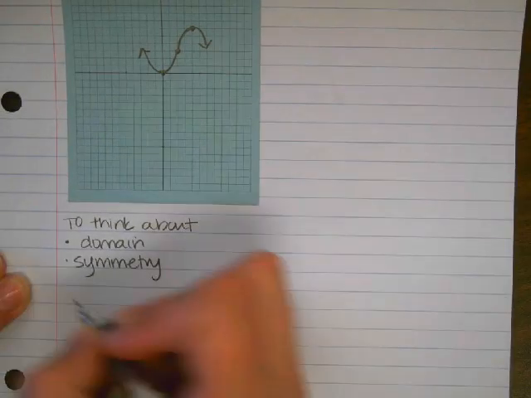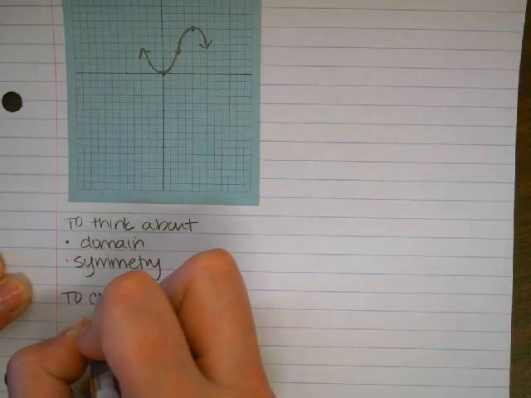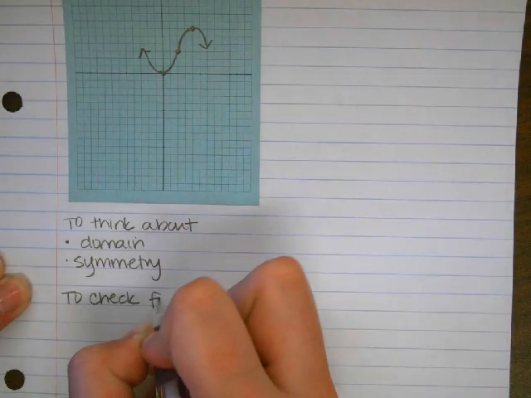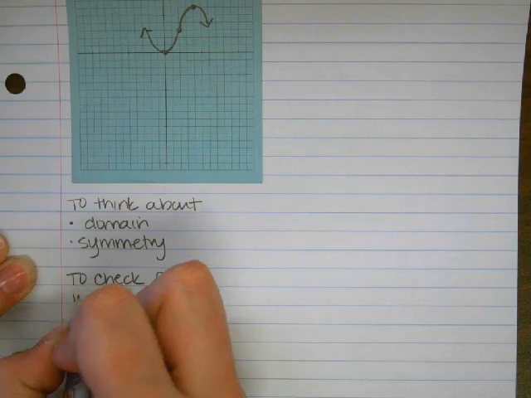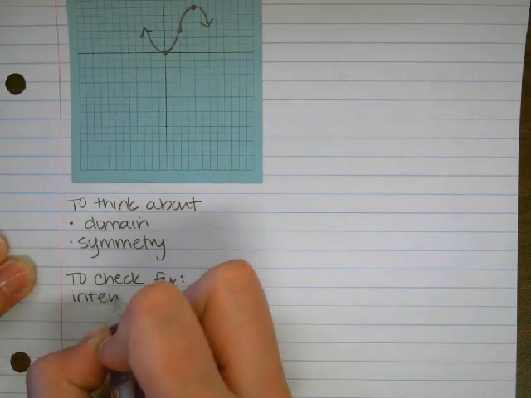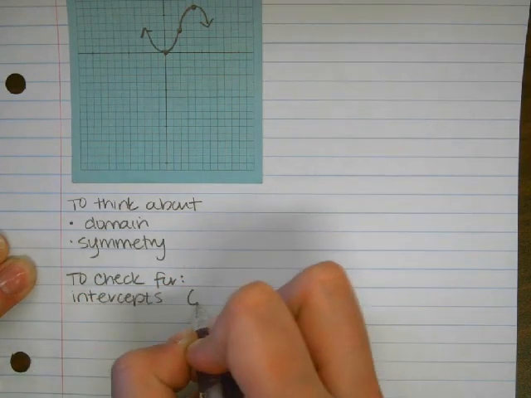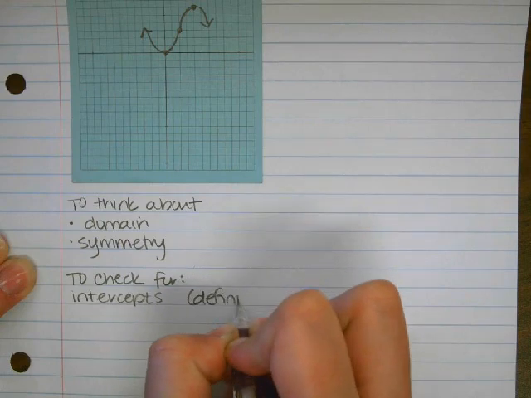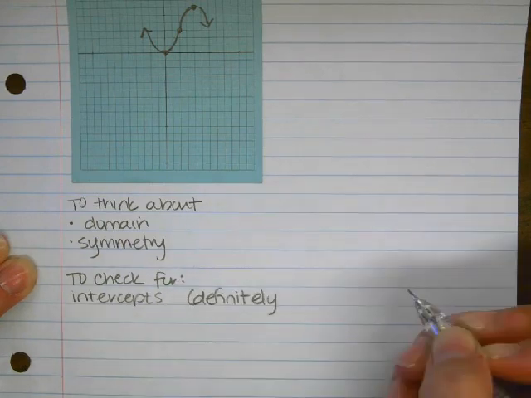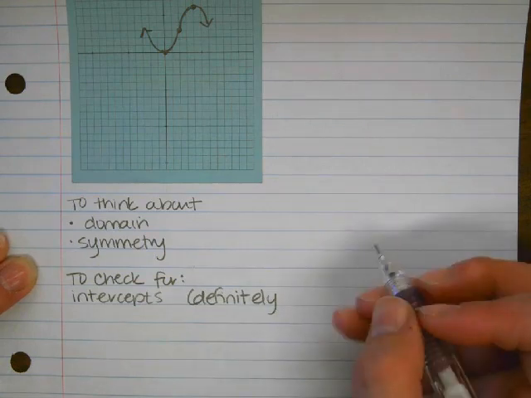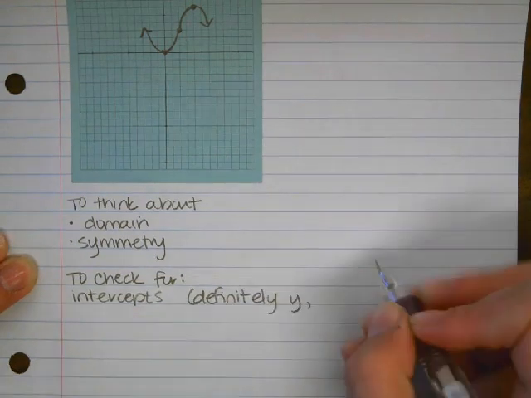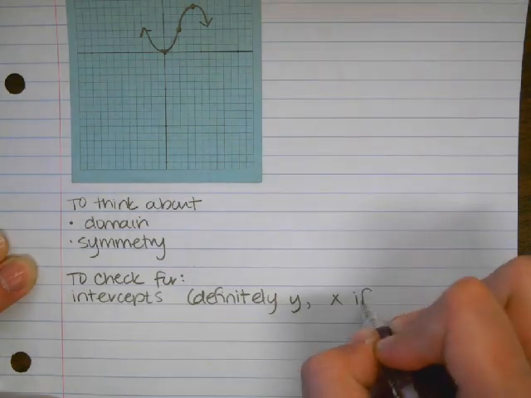All right, things that we are always going to check for when we know that we are sketching a curve. We're going to check for intercepts. Definitely the y-intercept, because our functions are in terms of x, and so you can plug in an x value and get your y value. So definitely y. And x, if it's easy to solve.